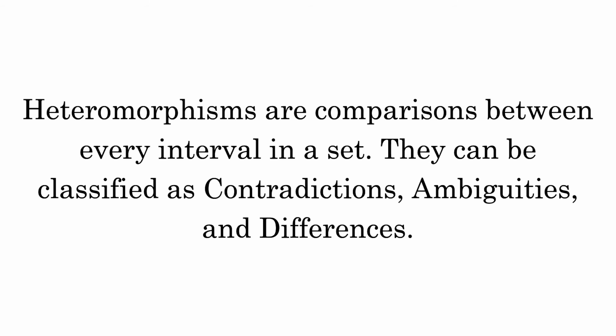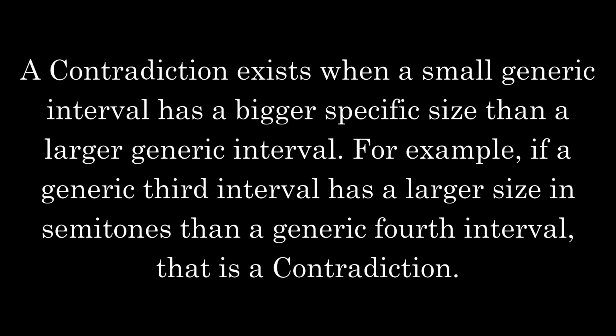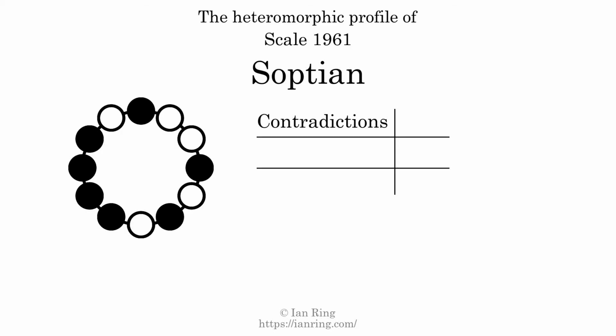They can be classified as contradictions, ambiguities, and differences. A contradiction exists when a small generic interval has a bigger specific size than a larger generic interval. For example, if a generic third interval has a larger size in semitones than a generic fourth interval, that is a contradiction. The number of contradictions in this scale is 26.